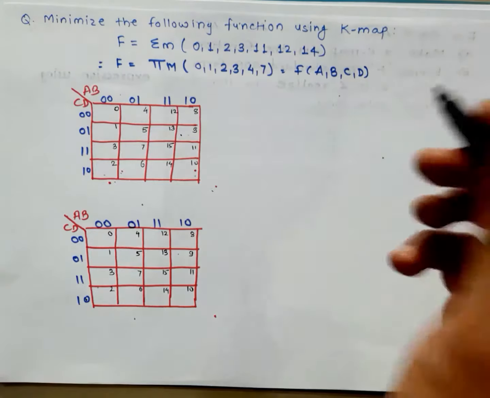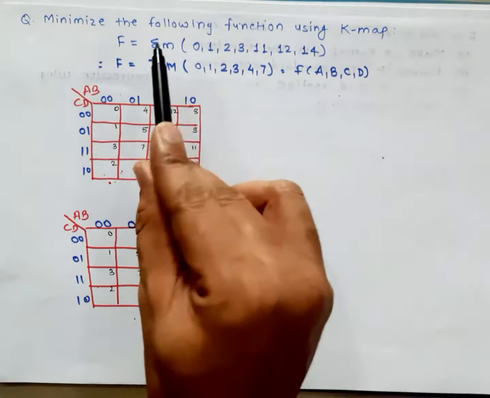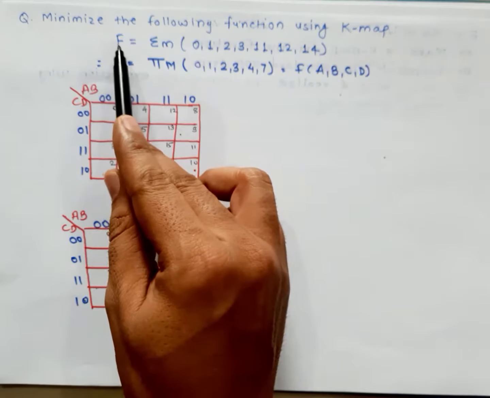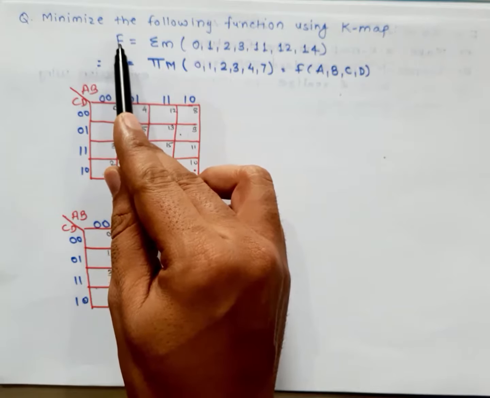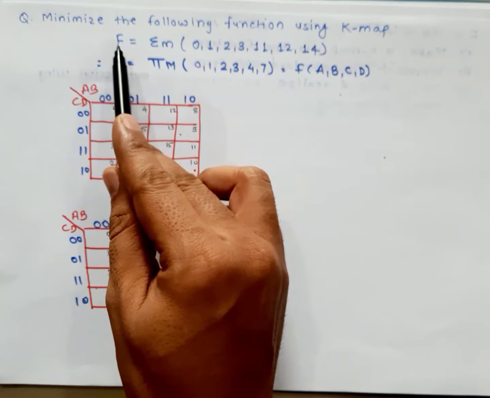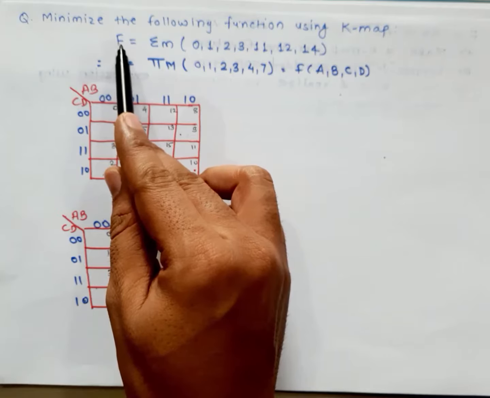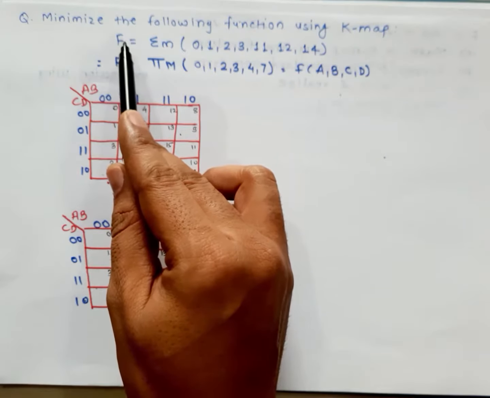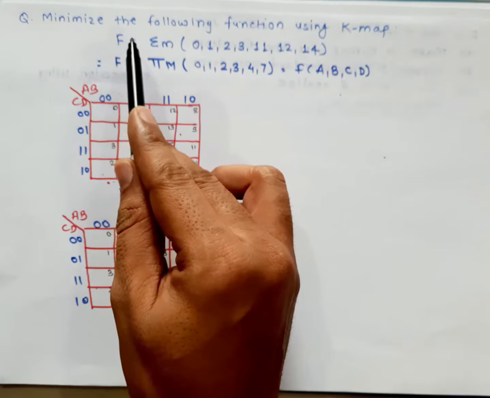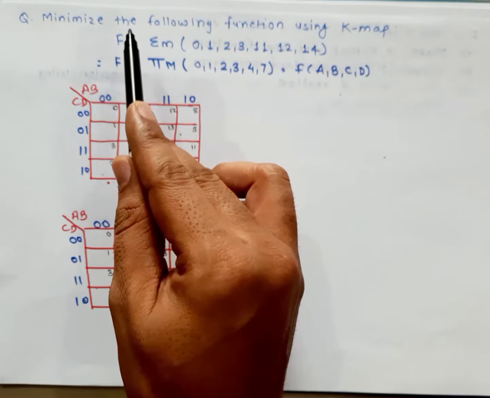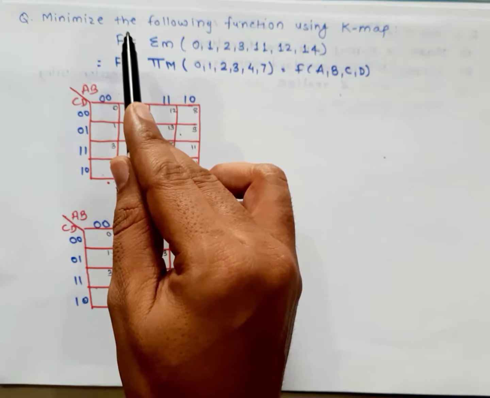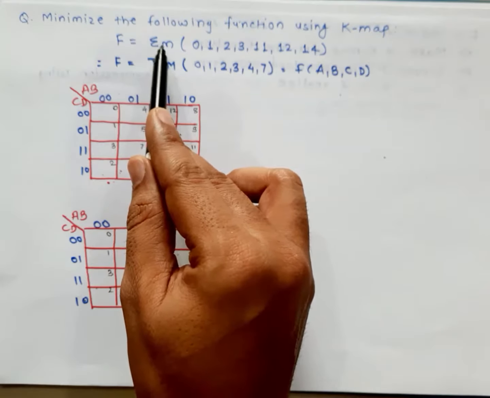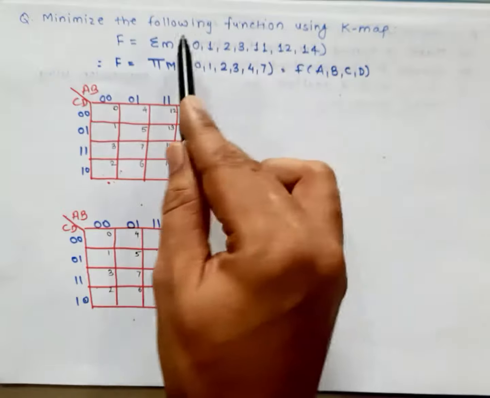Now the function is given. First thing, identify the function. In the previous examples, the variables were directly given. But in this case only the function f is given, not the number of variables. So how can you define the number of variables, or which type of K-map you require for this particular function? You need to identify it from the given function.